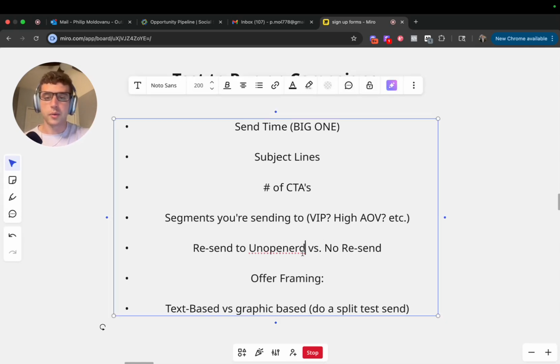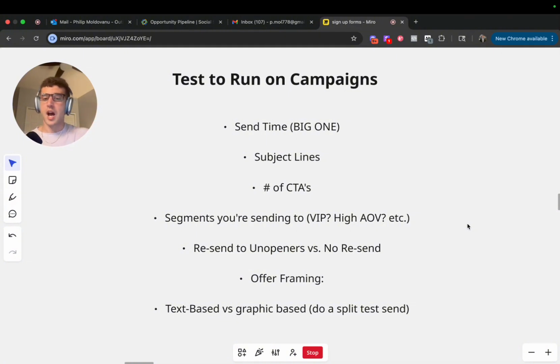Resend to unopeners versus not resending to unopeners. So we've been doing this a lot too. Some brands it's not really worth doing, but you should test it. If people don't open your campaign, just resend it to the non-openers. And a lot of the times you will get a decent amount of opens from that. Just be careful with it, because if your unopeners segment is just really not opening it, it'll tank your open rates, and then your deliverability will go down. So, not a crucial one here, but I wanted to include it.